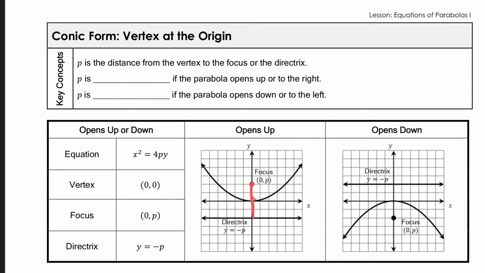So p is positive if the parabola opens up or the parabola opens right. p is negative if the parabola opens down or to the left.